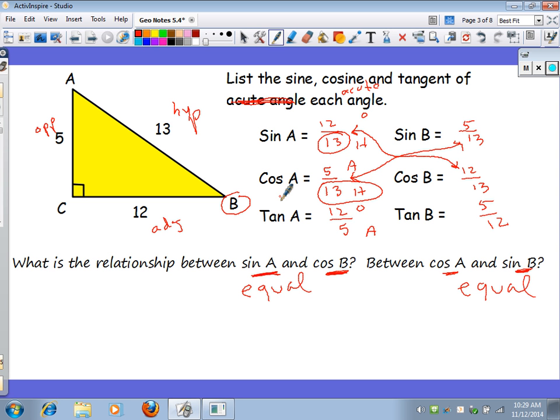If you try to put a sine greater than 1, it's going to say error. It won't let you, because it doesn't work. Sine can never be more than 1, and cosine can never be more than 1. So those are always going to be less than 1. Tangent, if you notice between the two, what do we notice about the tangent? Tangent of A and tangent of B, they're just reciprocals, right? You just flip them.